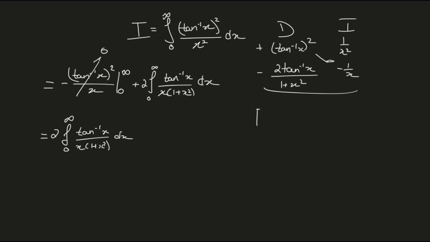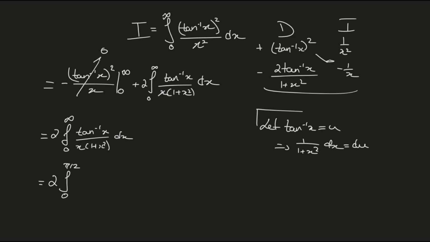Now I think the substitution is pretty obvious. We're letting inverse tangent of x be equal to u, because the derivative of inverse tangent is 1 by 1 plus x squared, and well, we have that in our function. So we're left with twice the integral from, as x goes to 0, u also goes to 0, and as x goes to infinity, u goes to pi by 2.